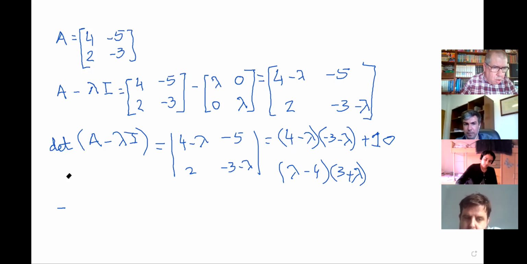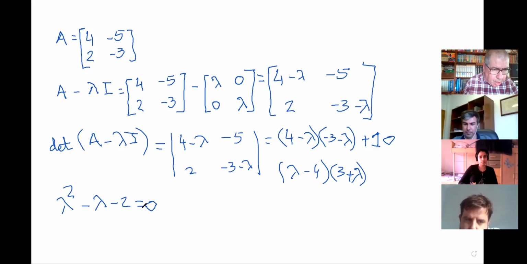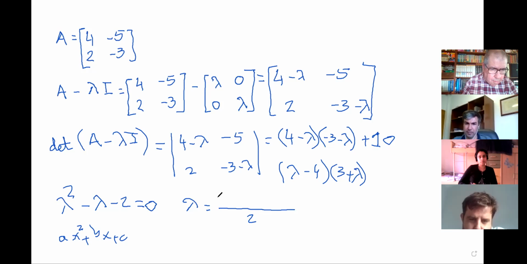So I have lambda squared minus lambda minus 2, because it's minus 12 plus 10, minus 2. And you equate this to 0. And the solution of this is what? When you have a x squared plus b x plus c, the general solution is x equals minus b plus or minus the square root of b squared minus 4ac, divided by 2a.